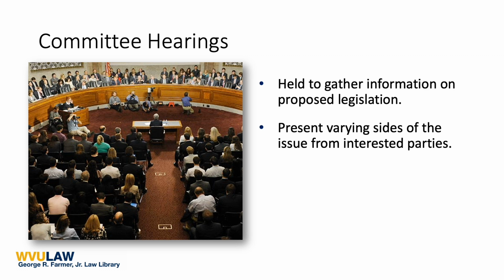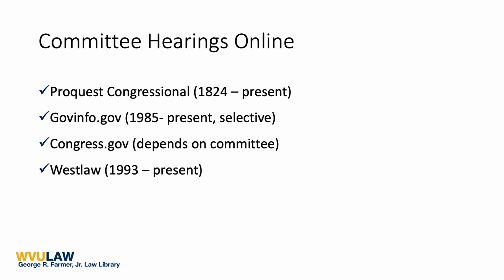Those who testify at hearings may have varying levels of expertise, express varying viewpoints on the issues at hand, and with that, bring their own biases to the process. This impacts the overall persuasiveness of a hearing transcript as a secondary source. Regardless of their persuasive value, transcripts are very informative as to what information the committee had at their disposal during the decision-making process. Hearing transcripts may be found at congress.gov, govinfo.gov, on ProQuest Congressional, and Westlaw.